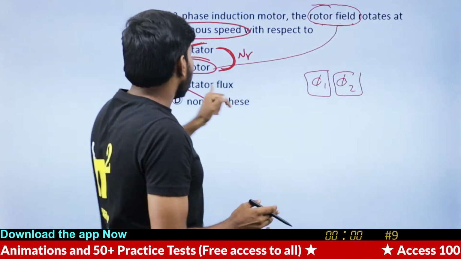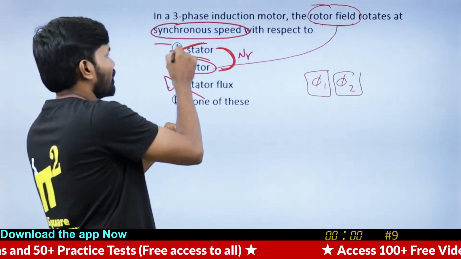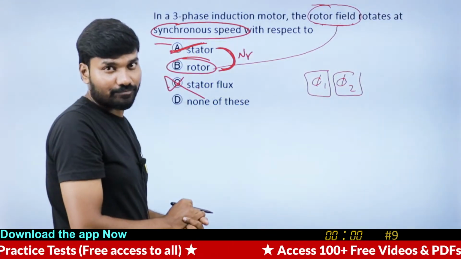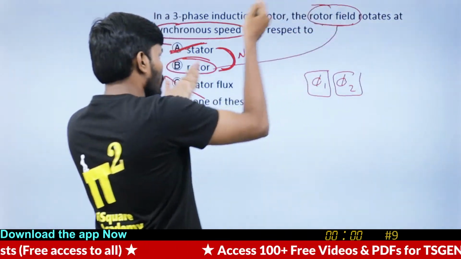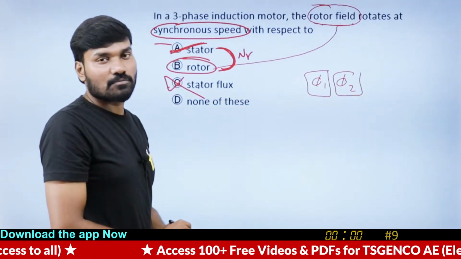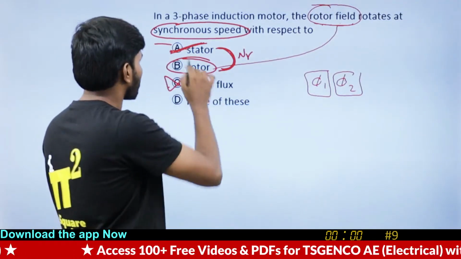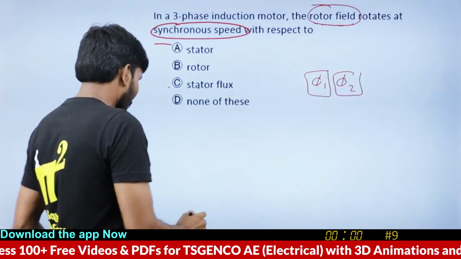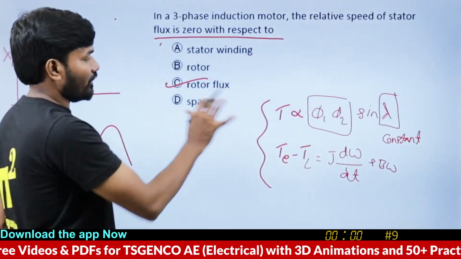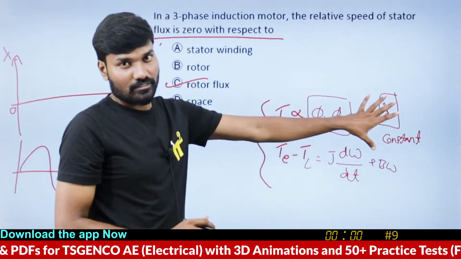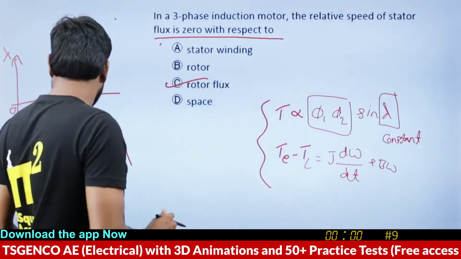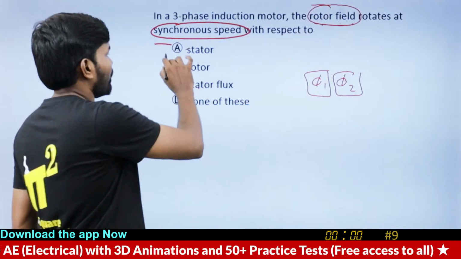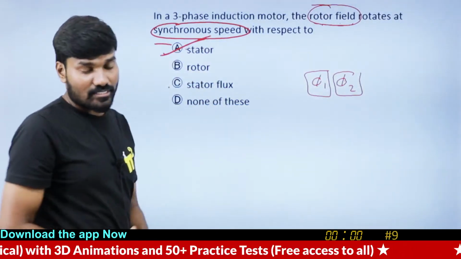So if stator flux is rotating with respect to stator at ns speed, rotor flux also will rotate at ns speed with respect to stator. Simple concept, same extending that line. So that's how you have to understand this question and this concept properly. This concept here is clear. I think you got better insights now.